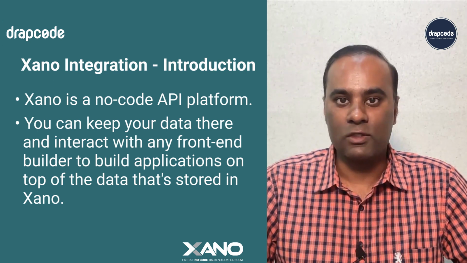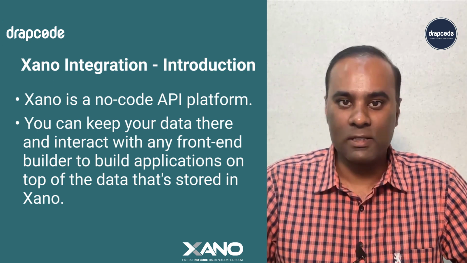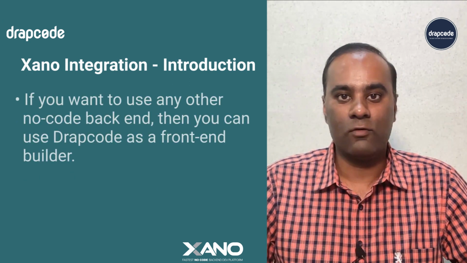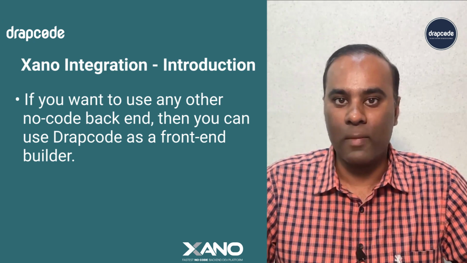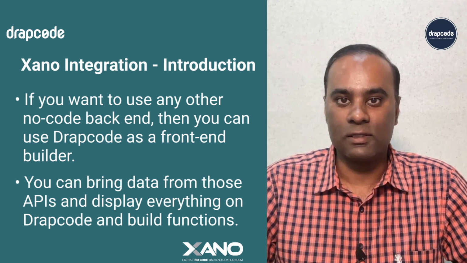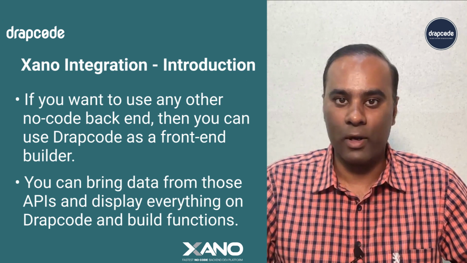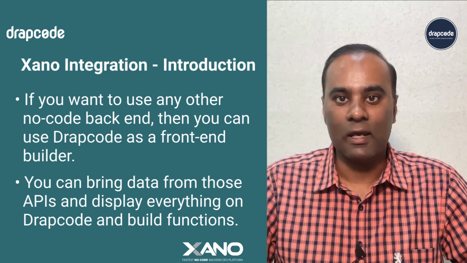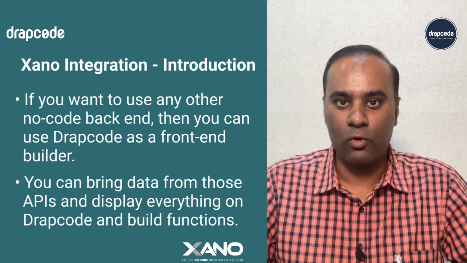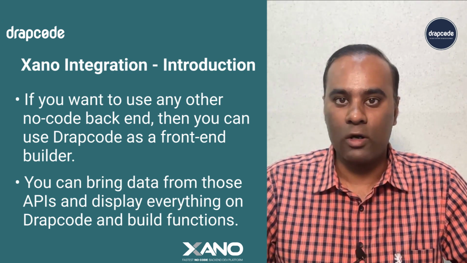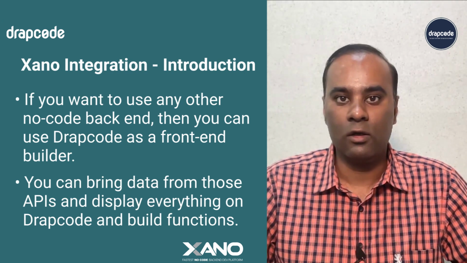So with Trapcode, as you know, you can either have your own database, or you can use an internal MongoDB, which we provide with every Trapcode project. But if you want to use Xano or any other no-code backend like Firebase, Supabase, Backendless, or any other backend system, then you can use Trapcode completely as a front-end builder, where you bring the data from those backend platforms using their APIs, and then display everything on Trapcode, build the functionality, your workflow, your use cases, your UI on Trapcode, and continue to store your data on the backend platform.